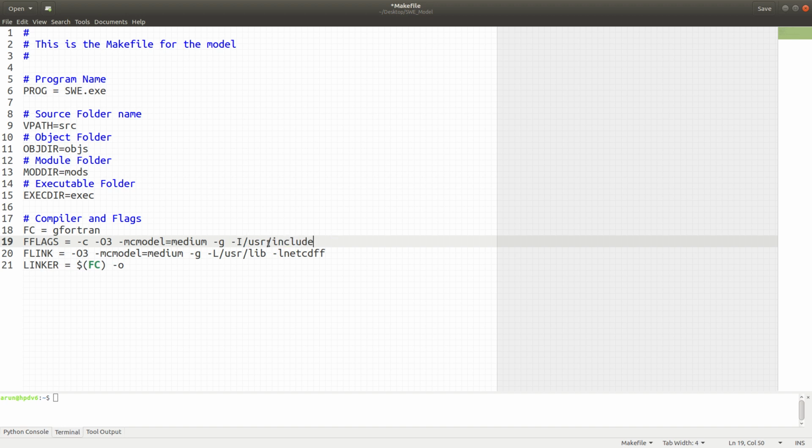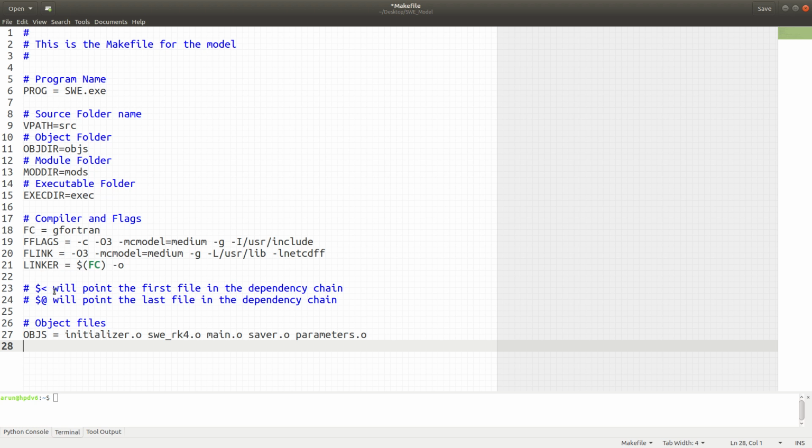My NetCDF library is installed over here in user include, so I need to input this in. Similarly, this is going to be the linker flag, which will be used when all the object files are combined to create the executable. So I'm going to copy all of these and paste it over here. The only difference being that I'm going to put this link flag over here, which is pointing towards this user library, and then with this linker flag lnetcdff. This is for Fortran, and then finally the linker command is actually the Fortran compiler with this -o flag over here, which is going to link them up. And then I'm going to copy these down, so this might be of help.